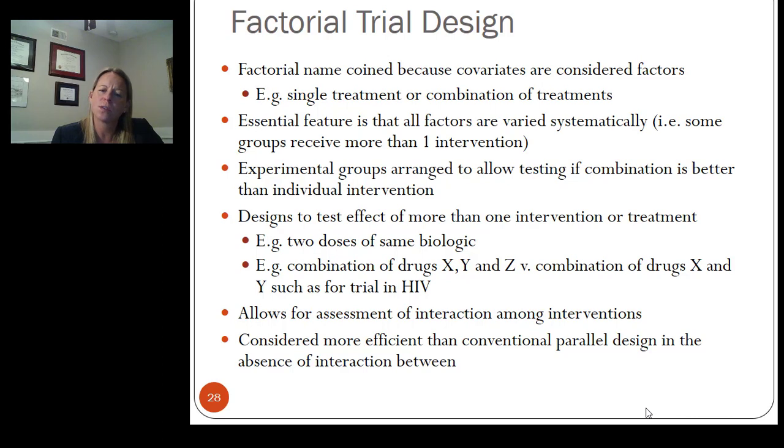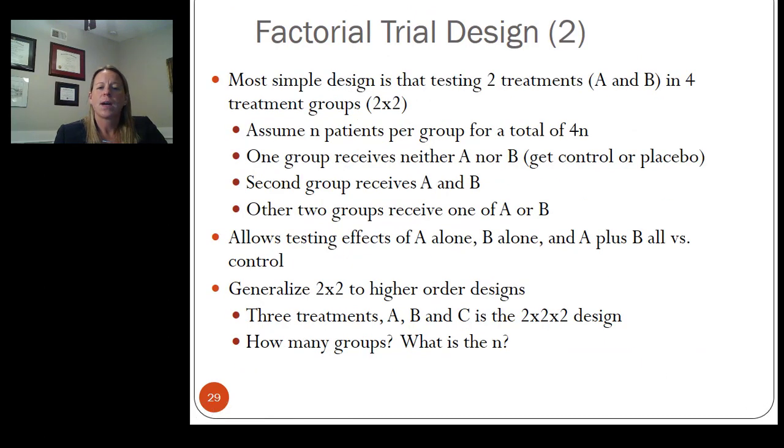For example, 2 doses of the same biologic. Or, for example, combinations of drugs such as X, Y, and Z versus the combination of just drugs X and Y, which are common designs in the treatment for HIV. These designs allow for the assessment of an interaction among interventions, and they're considered the most efficient, statistically speaking, due to their design, and they do not require as many patients as a parallel design. The most simple design is a 2-treatment one of A and B, and that is then done in 4 different treatment groups.